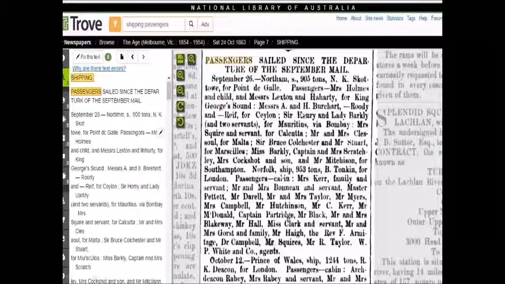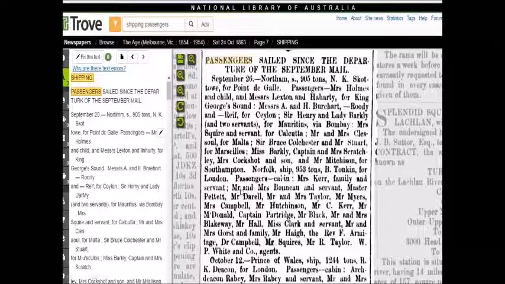This one is outward, and I find it a good one because apart from giving you the names of the passengers, it's telling you where they're going. So it gives King George Sound, this one to Ceylon, someone to Mauritius, someone to Calcutta, another one to Marseille, Southampton is the final place for the ship.